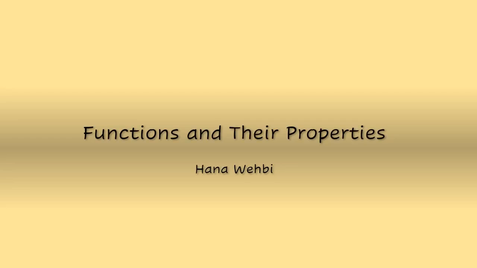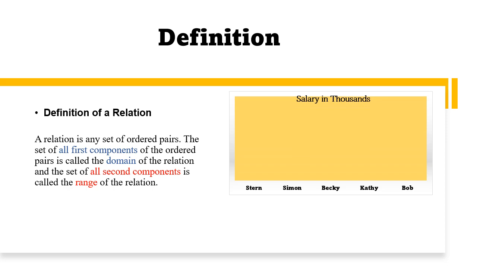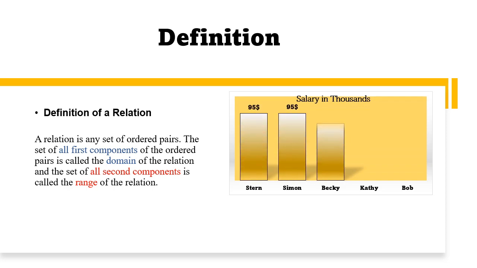Functions and their properties. First of all, what do we mean by a relation? A relation is a set of ordered pairs, and the set of all first components is the domain, and the set of second components is the range. So in this graph, we have the relation between people and their income. So we can write this as a relation.